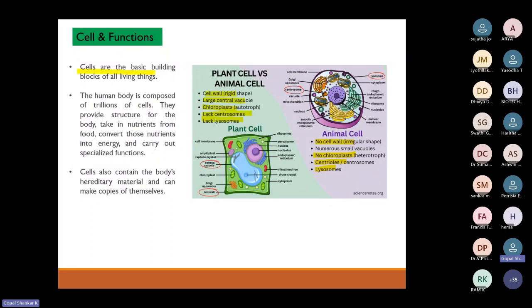The cells are the basic building blocks of all living things. In the human body, there are trillions of cells. What is the purpose of these cells? These cells provide structure, take in food and convert it into nutrients, and carry out all the metabolic activities. The cell contains the body's hereditary information, that is, the genes. Inside the nucleus, you have your DNA.